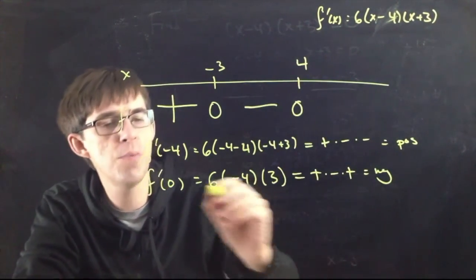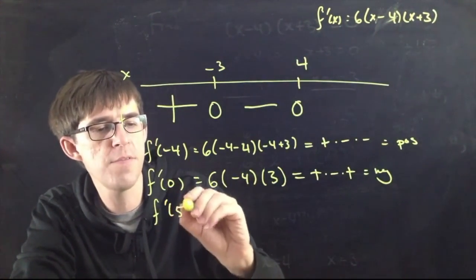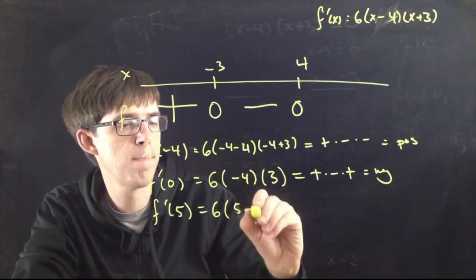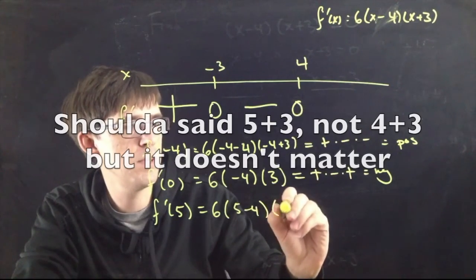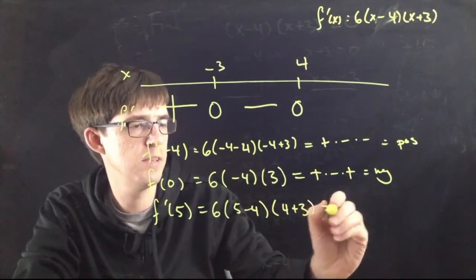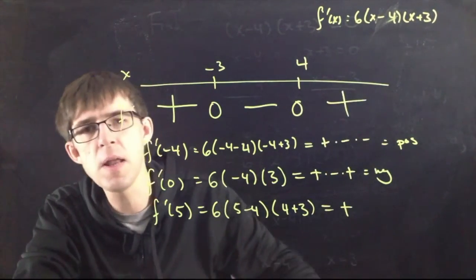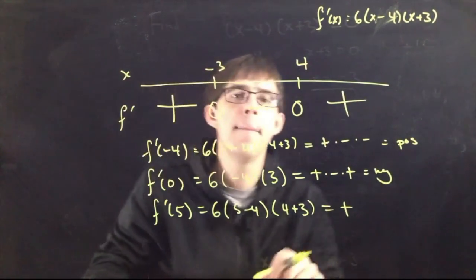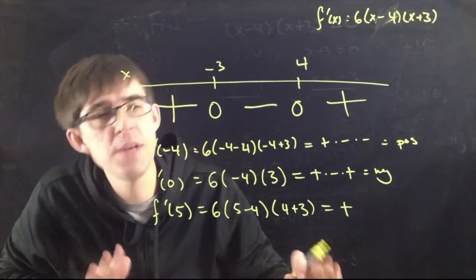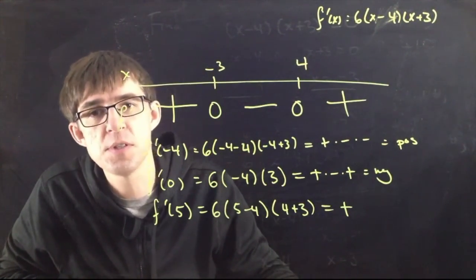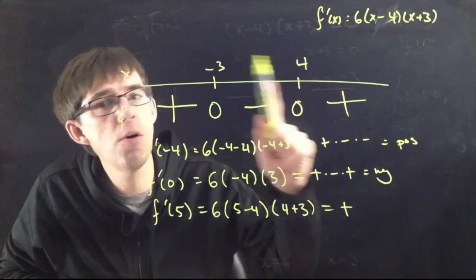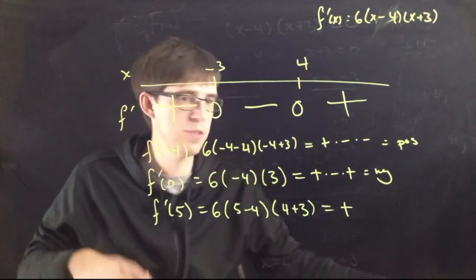And then finally, to the right of the 4, let's choose 5. 6 times 5 minus 4 times 5 plus 3. This is positive, positive, positive. It is positive. This is the chart, just like so far. Actually, we've done no different from what we would have done if the question was just, tell me where it is increasing or decreasing. Here's the only difference: how you interpret this chart. How do you check out this chart?